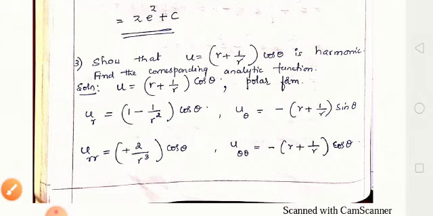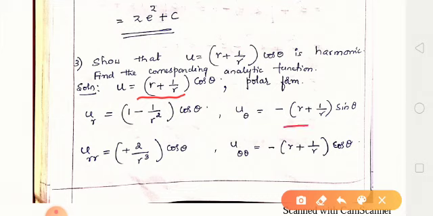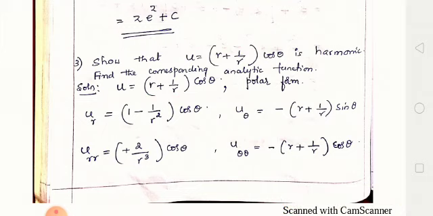Now we differentiate u partially with respect to theta. Keep the function of r as it is, the constant. Derivative of cos theta is minus sin theta. Differentiate this expression again with respect to theta. So u theta theta equals the constant as it is, minus of (r plus 1 by r), and derivative of sin theta is cos theta.